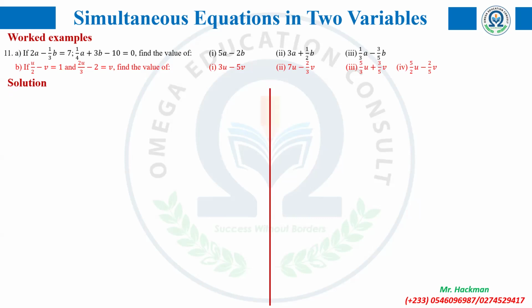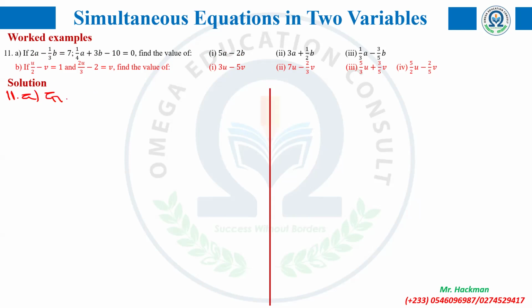So I'm looking at question 11, part A. I've been given these two equations, and I was asked to find this. So quickly, let's solve for a and b so that we can find 5a minus 2b. We are asked to find the value of this. Before you can find the value of this, you need a and b, their corresponding values. That will come from solving these two equations simultaneously.